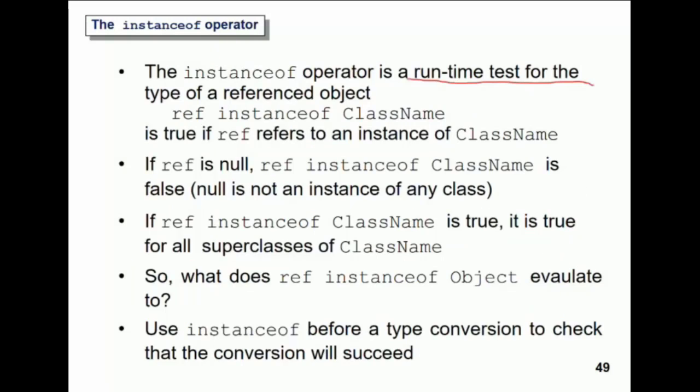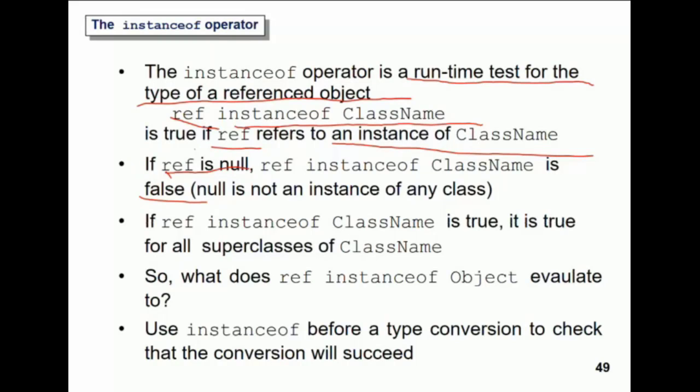So instanceof is a runtime test for the type of a reference object. The way it works is you just say reference instanceof class name, and it returns true if reference is an instance of the class name. If reference is null, then you'll get false, because null is not an instance of any class. So if somebody passes a null object, or passes a reference that's pointing to nothing, basically, it doesn't have an address to point to, or the object is just not there, then you'll get false whenever you execute that.